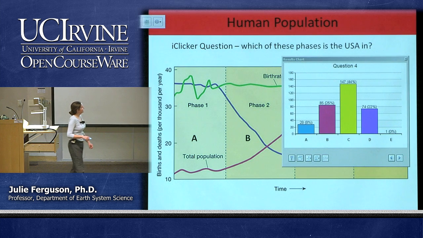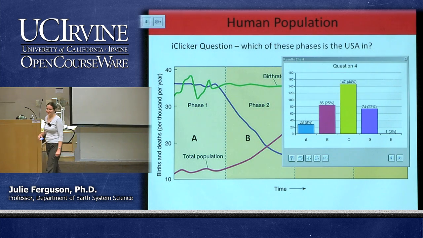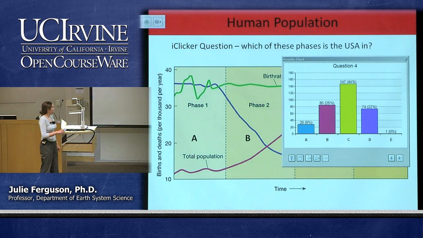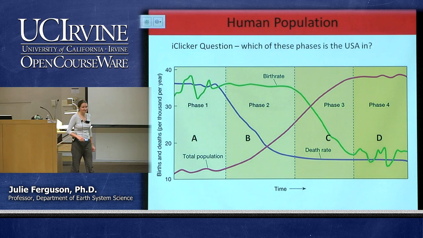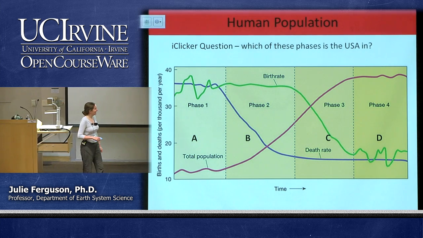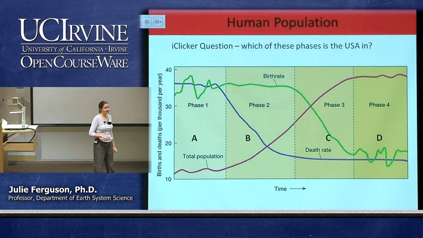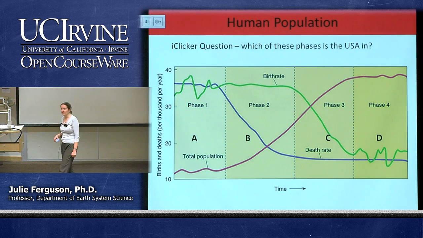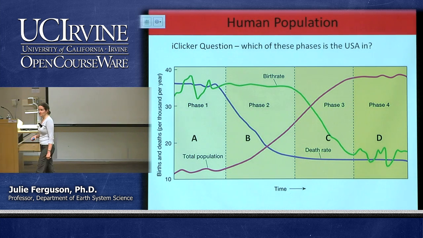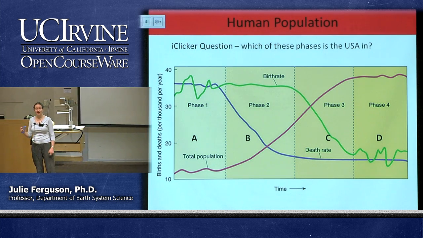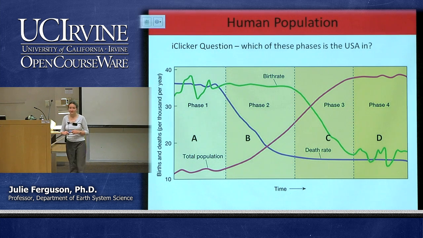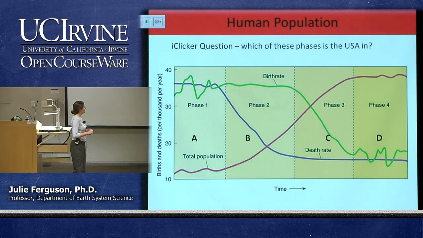So most people think C. I would argue with that. I think we're more in the D phase right now. I think that's more where we are. Our birth rates compared to worldwide are pretty low. I think it's one of those things where we see a lot of migration, and migration isn't perhaps counted in this, but I would say perhaps we're more phase D.